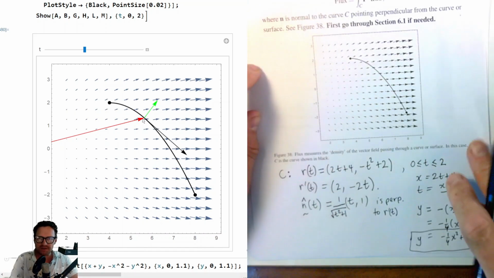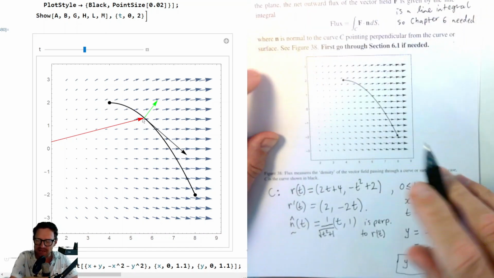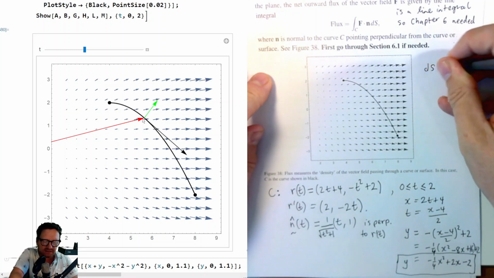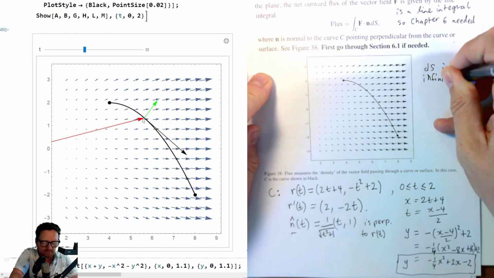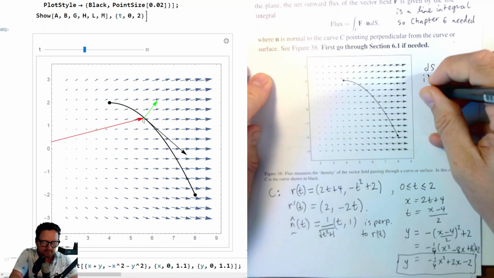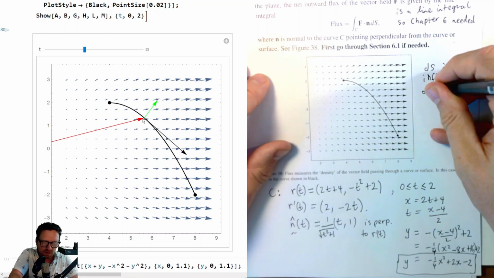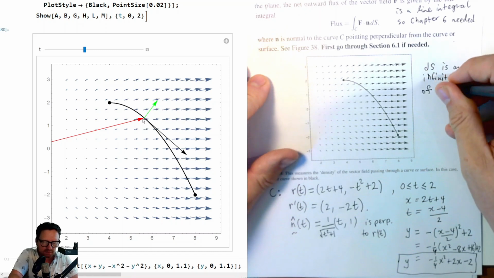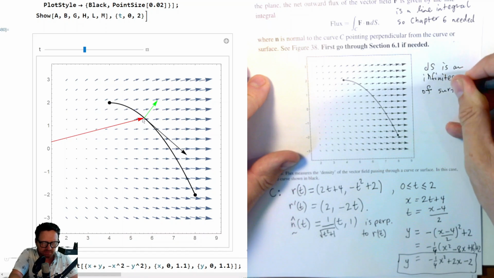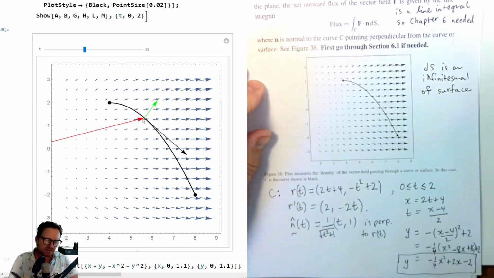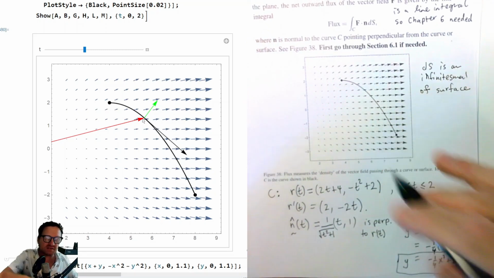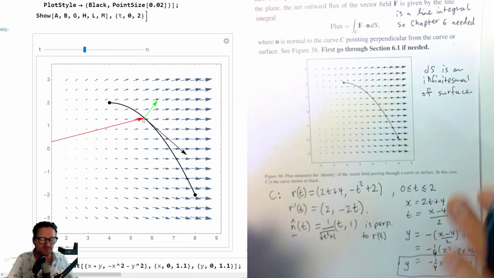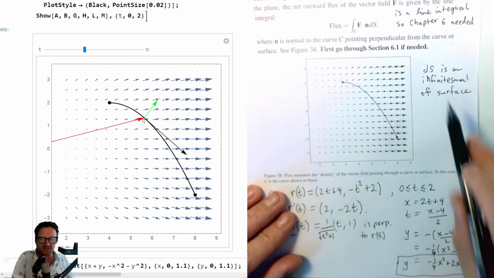All right, now another thing to discuss here is, what is ds? So ds is an infinitesimal of surface, but in this case it's not a surface, it's a curve. So it's a little piece of this. So again, have a look in chapter 6, you'll see a diagram and a discussion of ds.